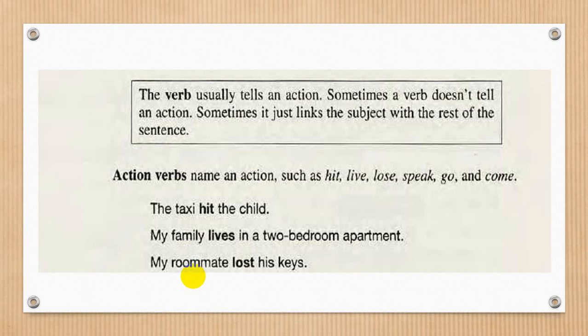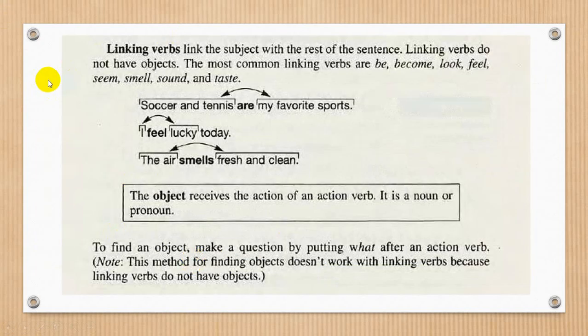The taxi hit the child. شوفوا الهيت action. My family lives in a two bedroom apartment. Lives هنا action verb. What do they do, or where does your family live, you can say. Okay. My roommate lost his keys. Who lost his keys, or what? خلنا نسأل what. What did your roommate do? You can answer my roommate lost his keys. Okay, or where are the keys of your roommate? You can say also he lost them. فقدهم. Yes, هذني action verbs.